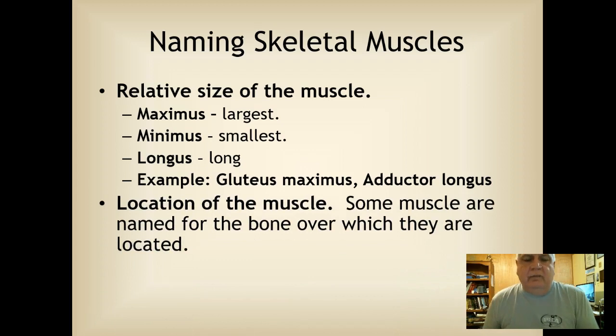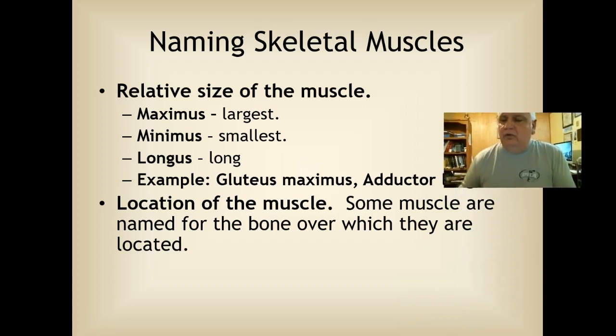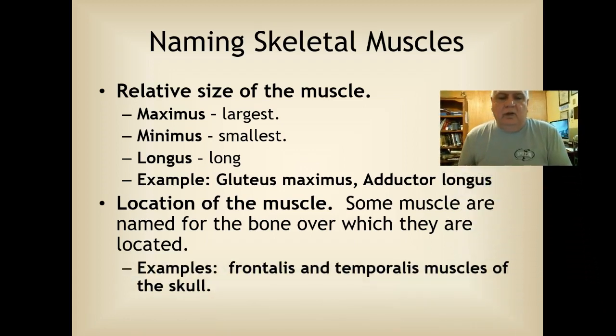Another criterion for naming skeletal muscles is the location of the muscle itself. Some muscles are named for the bone over which they're located. Some examples would be the frontalis, which is located over the frontal bone of the skull, and the temporalis, which is located over the temporal region, or temporal bone, of the skull.